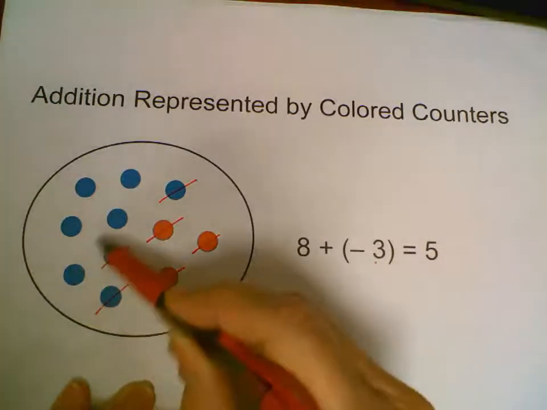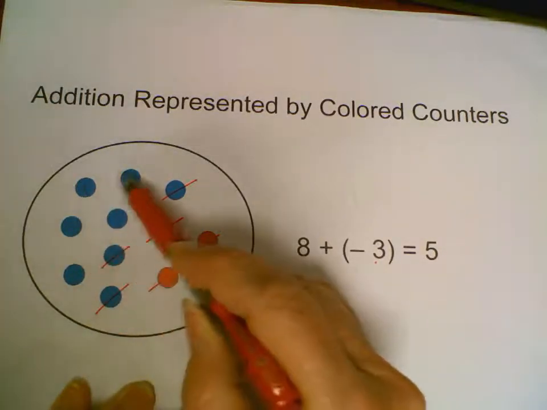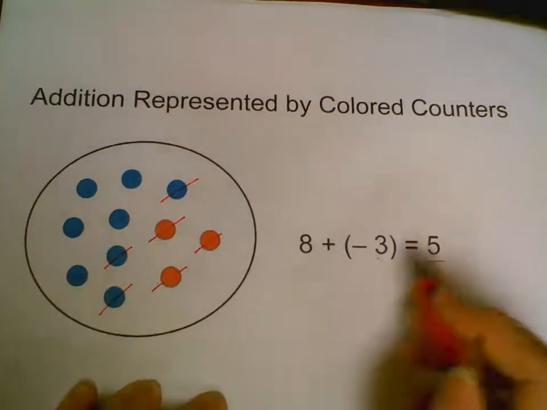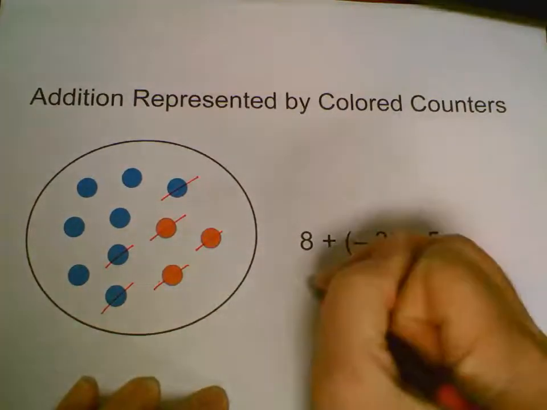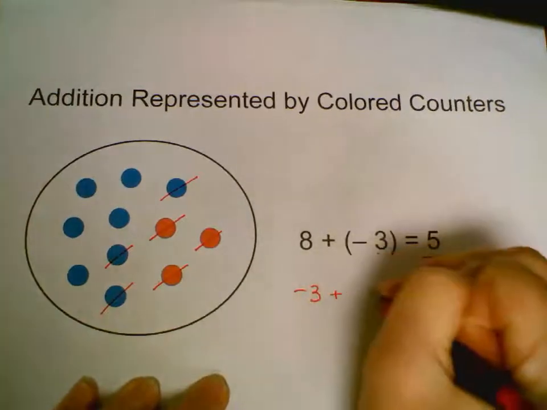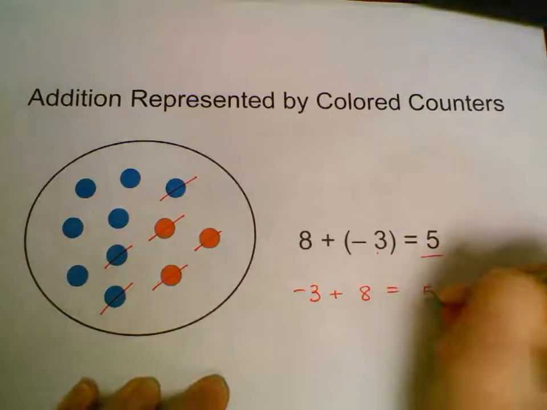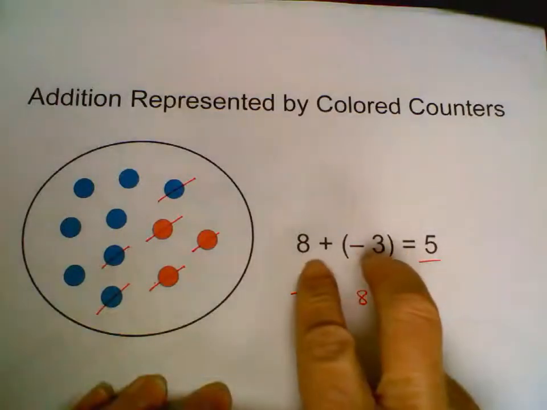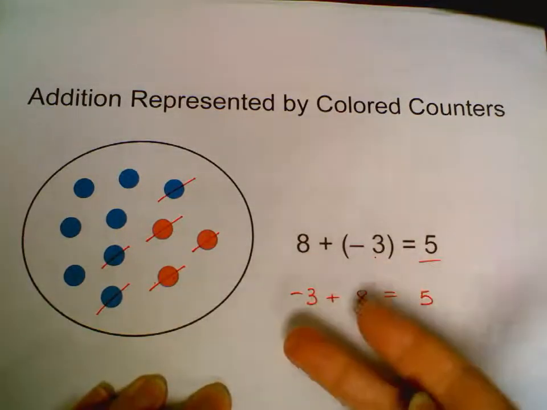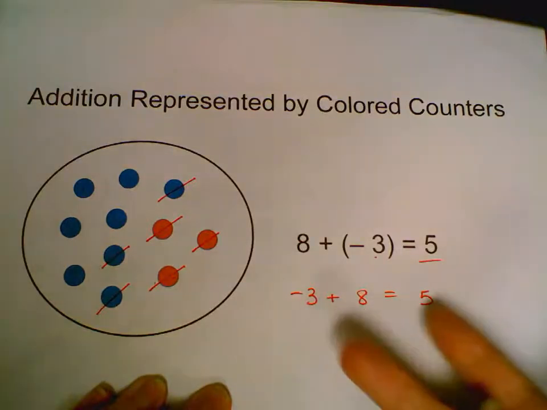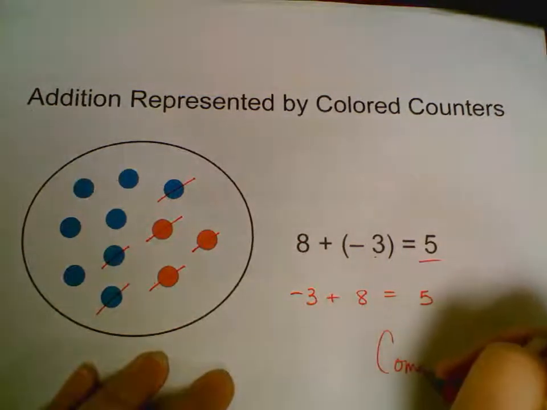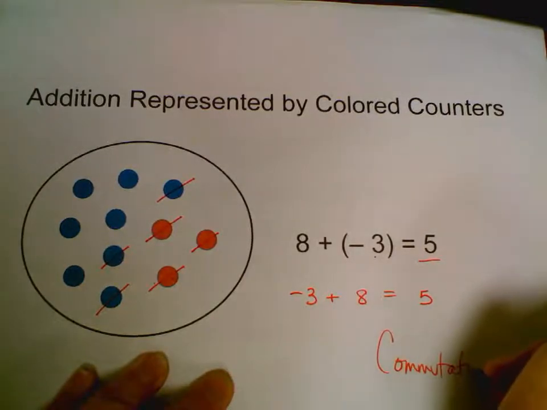And we can see that there's 5 blue circles left. 5 is the answer to 8 plus -3. It's also the answer to -3 plus 8. What property is that? What allows me to take these two numbers, change their order, and still get the same answer? You're right, it's the commutative property.